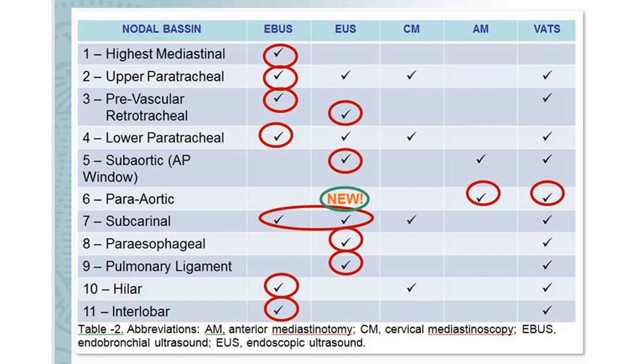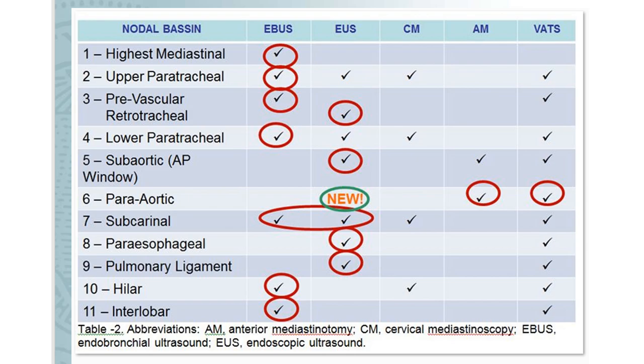So with EBUS, you can sample lymph node station 1, station 2, 4, 7, 10, 11, and 12. The inferior mediastinal stations 8 and 9 are not accessible by EBUS. And the true AP window stations, which is station 5 and 6, are not accessible by EBUS unless you go transvascular technique. In addition, sometimes a small station 4L can be challenging to access from EBUS as well.